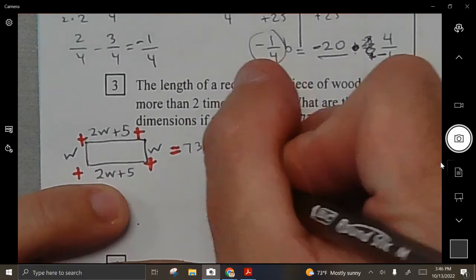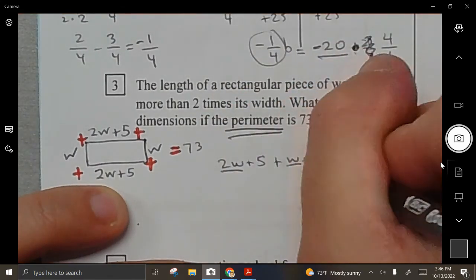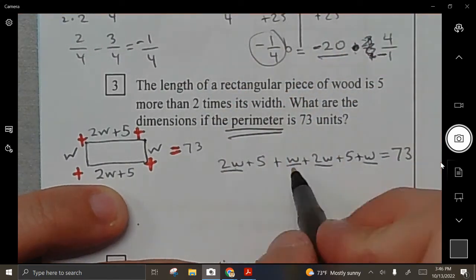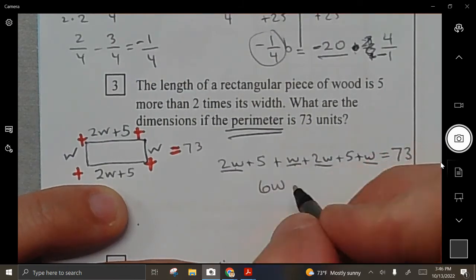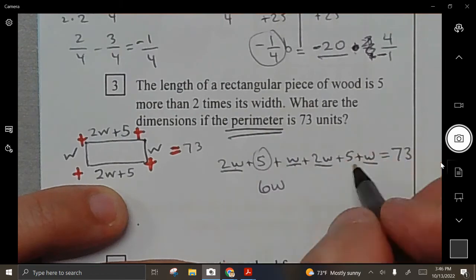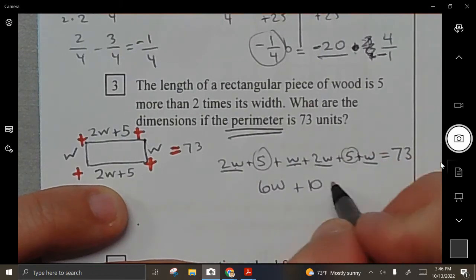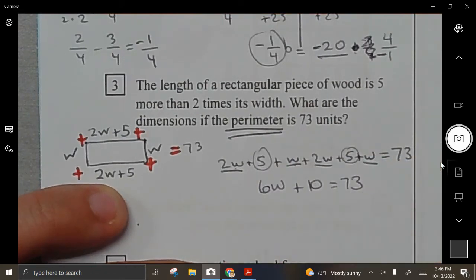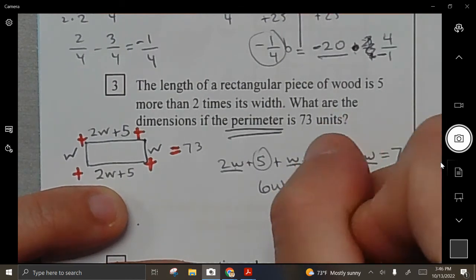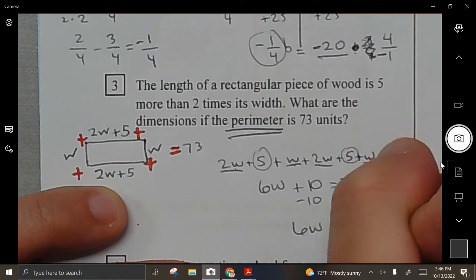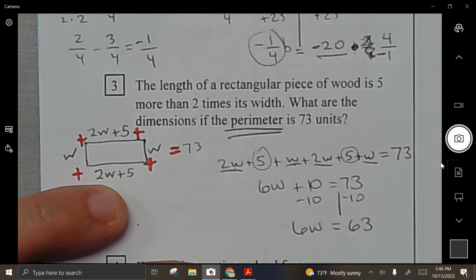Now I'm going to go ahead and combine like terms. Like terms. So 2w plus w is 3w, 4w, 5w, 6w. 6w plus 5 and 5 is 10 equals 73. Subtract 10. 6w equals 63.